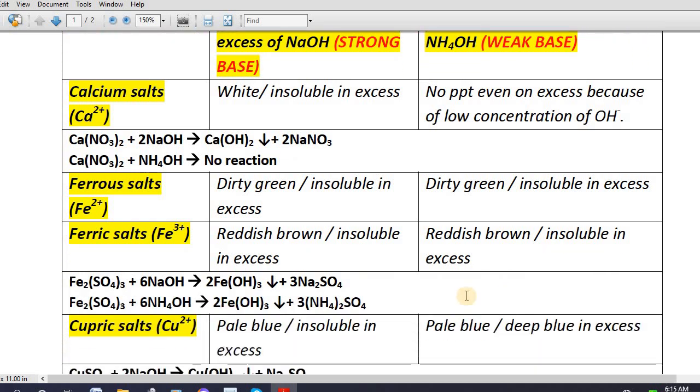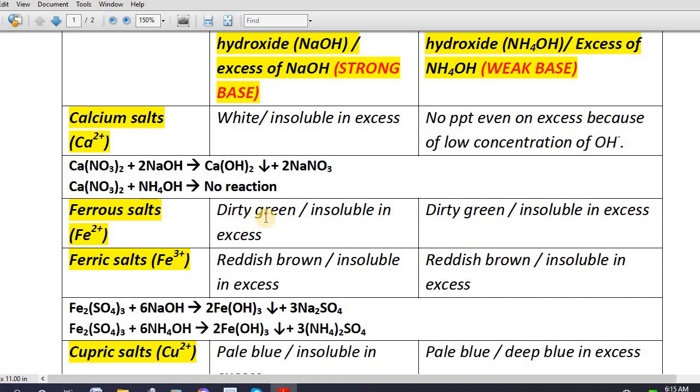Now if you see, ferrous salt will give a dirty green precipitate and ammonium hydroxide also will give a dirty green precipitate. It is insoluble in excess. Meaning to say that both the results are the same. So see here, if you are taking ferrous, here it is ferric. If I am taking ferrous, you know that it will be formed as Fe(OH)2, and here also a dirty green precipitate of ferrous hydroxide, Fe(OH)2. Now here you have taken ferric, ferric will give a reddish brown precipitate, Fe(OH)3, and similarly here also it will give a reddish brown precipitate of Fe(OH)3.